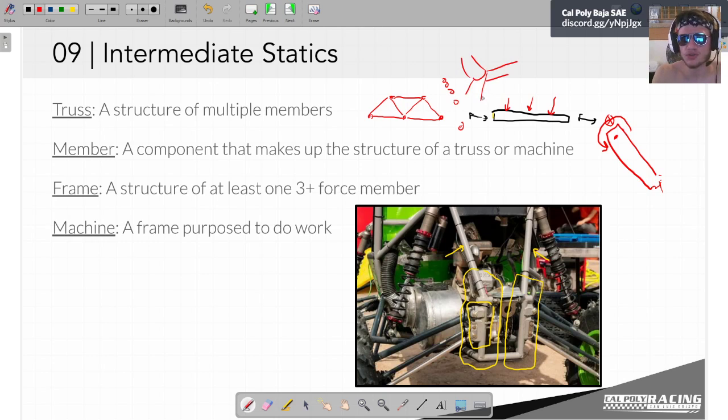But the bending that we see at these joints is comparatively negligible to the tension or compression. So, even though technically this wouldn't be made of 2-force members because they can experience moments down the corners here, it's more or less a truss structure.